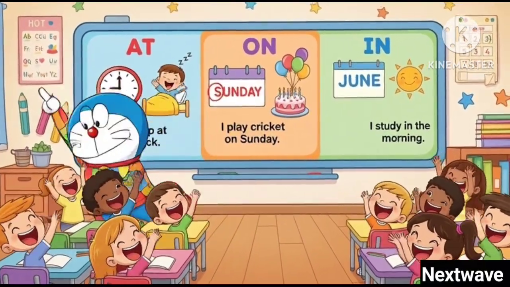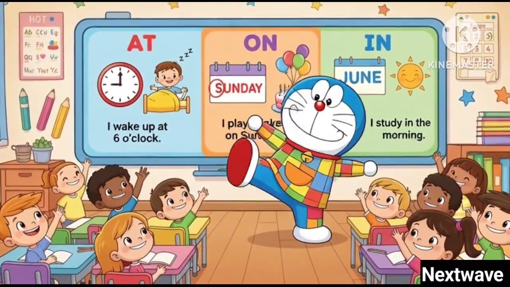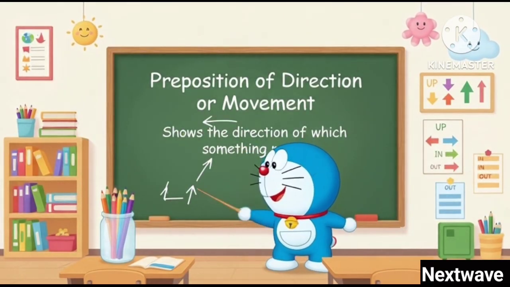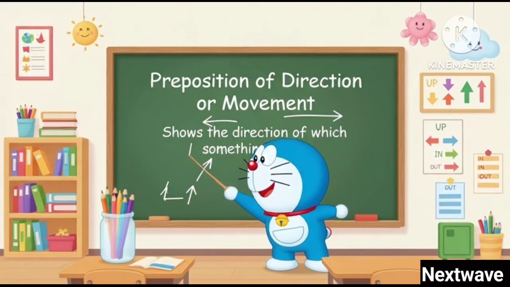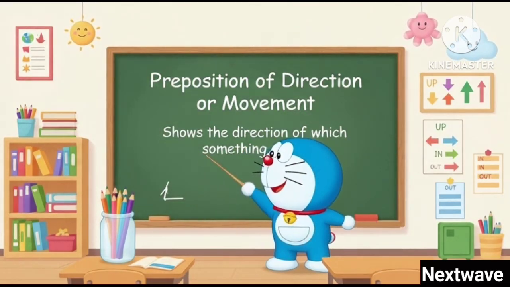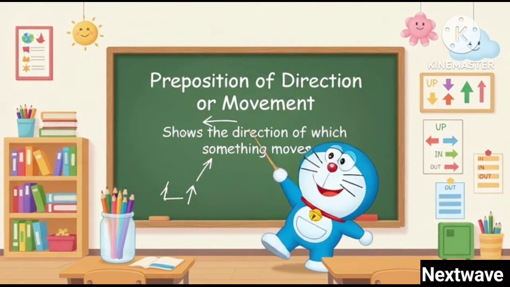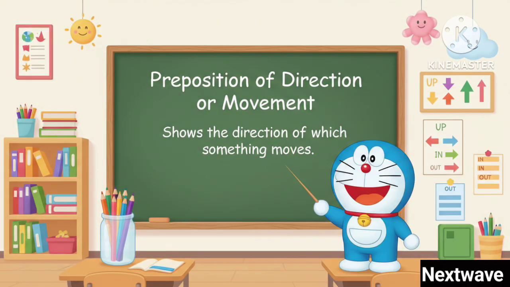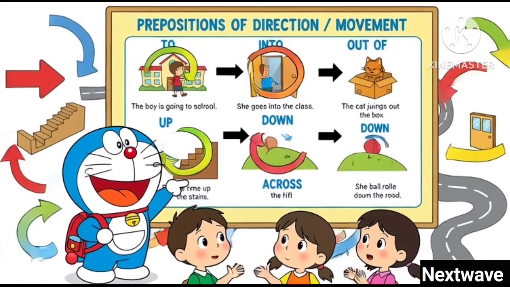In, it's a preposition. Next type of preposition is preposition of direction or movement. It tells us where someone or something is going or in which direction it moves. Understood? It tells us about the movement or the direction of an object or a person. Let's see some examples of this type of preposition.